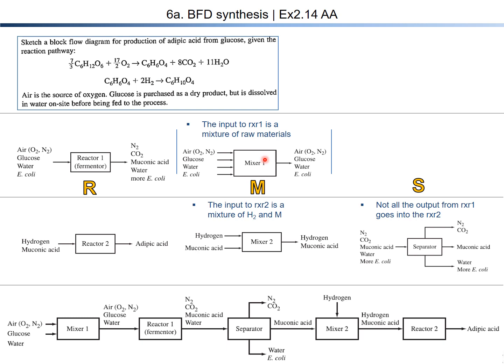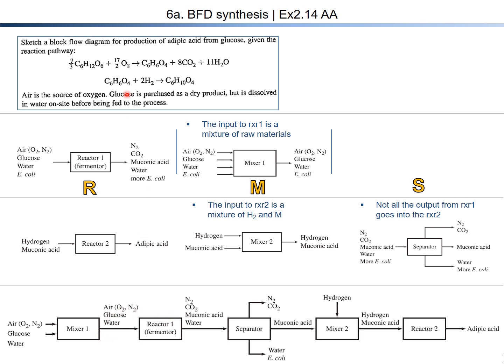And then after mixer 1, you should have only one single mixture. That is the air, glucose, water, E. coli. The compounds are the same, but you should have only one stream after the mixer. So this one stream is going to reactor 1. So we have this one.